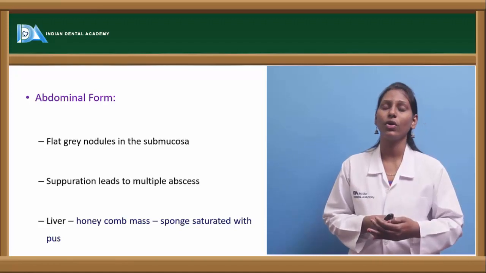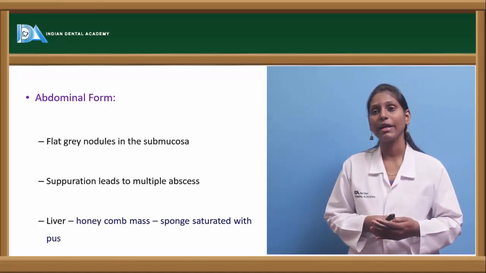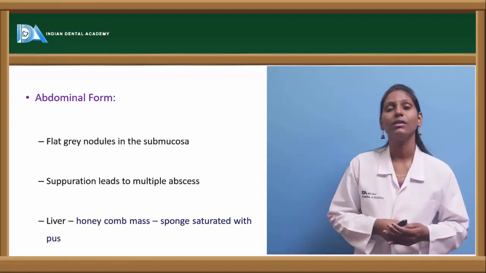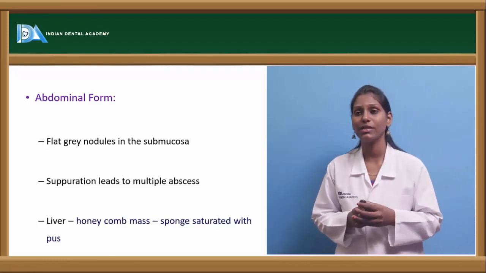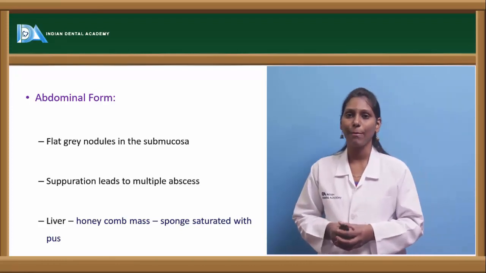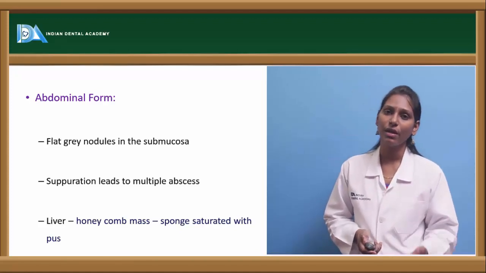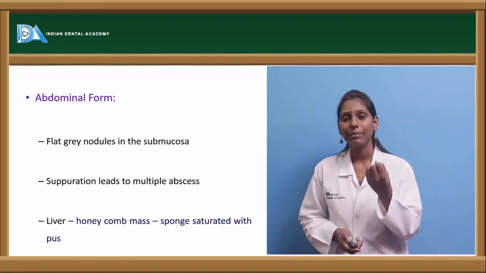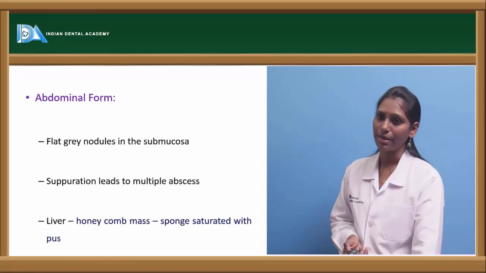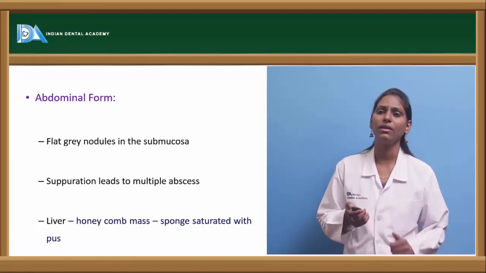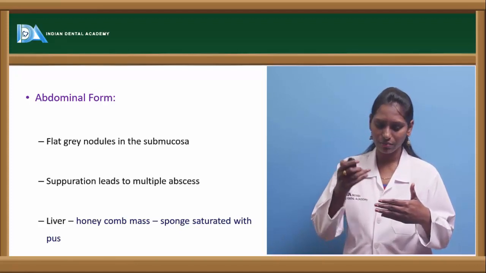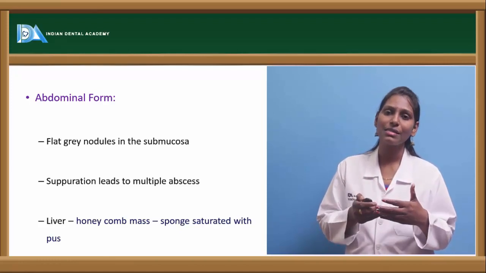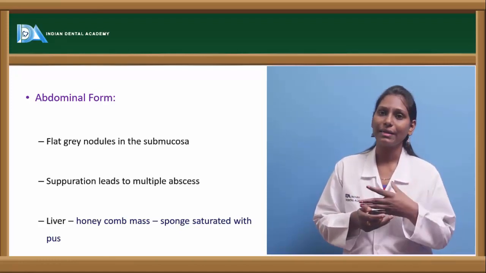The second most commonly involved organ is the liver. In the liver, in actinomycosis, a honeycomb mass is seen, where multiple abscesses appear within the liver, and it looks like a sponge which has been saturated with pus. So this is the characteristic feature in the gastrointestinal or abdominal form of actinomycosis. In the liver, it is not by direct extension, but there is a blood-borne infection. Normally actinomycosis does not usually spread by direct extension.